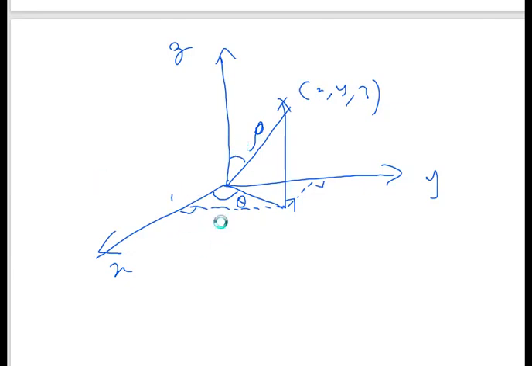Oh, what happened to this shape? Don't know.